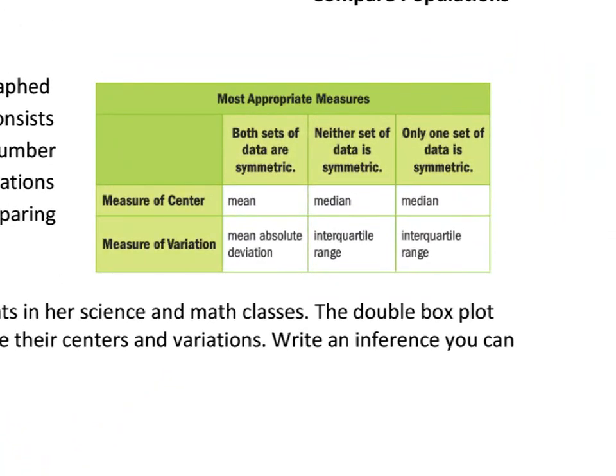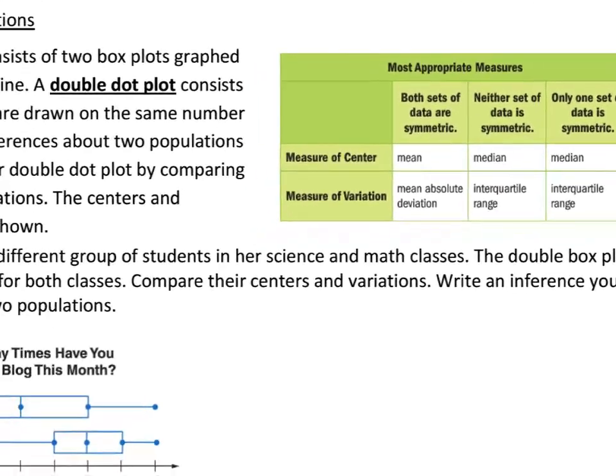So we have to look at the spread of our data. We have to look at its shape. If both sets of our data are symmetric, we're going to use mean for the measure of center and mean absolute deviation, or MAD, for the measure of variation. If neither set is symmetric or only one set is symmetric, either case, we are going to use median for the measure of center and the interquartile range, or IQR, for the measure of variation.